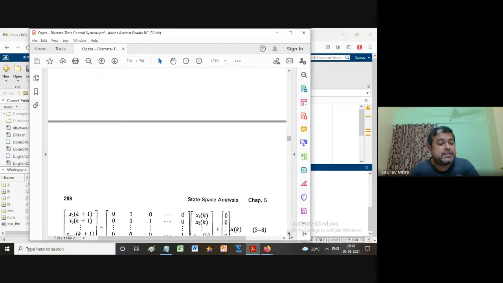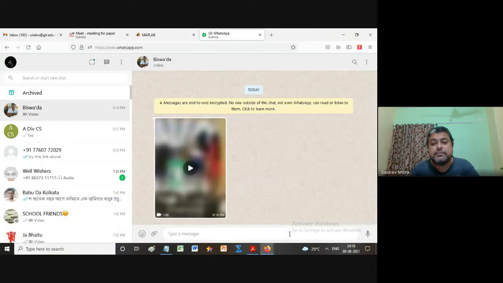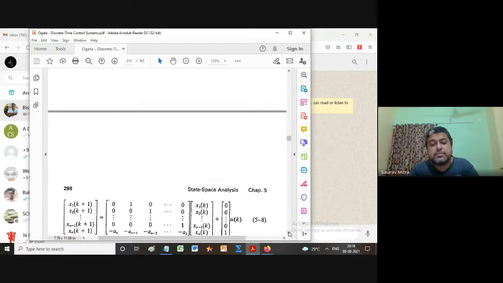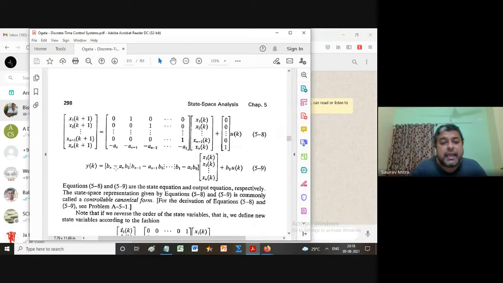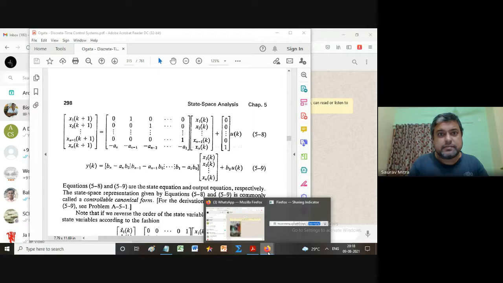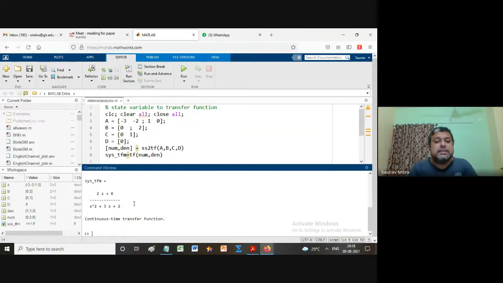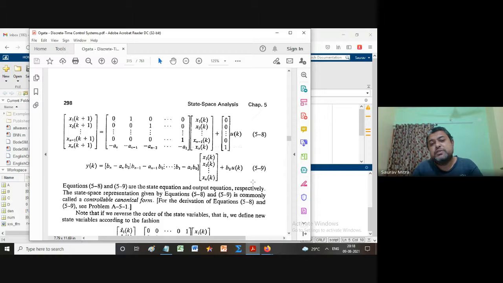So in this case, whatever we are finding, that is our an. An is nothing but, if you check this. Okay, so in this case, an is equal to 2 and a1 is equal to 3. So likewise, hence it will be minus 3, minus 2, 1, 0. So whatever is coming from here, this is controllable canonical form.